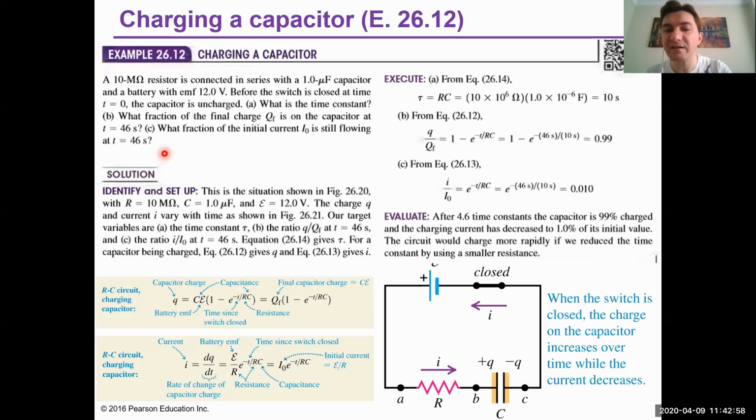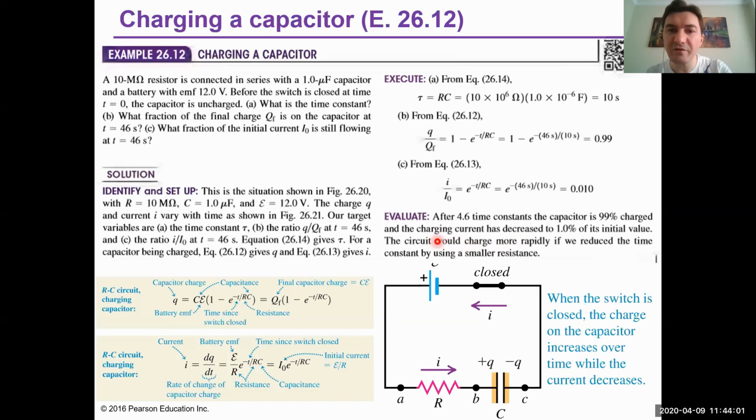So what is the current at that time? You can think like this. At the beginning, the charge is 0. Whenever you close the circuit, the initial current will start to charge the capacitor, okay? So this is the initial current. What fraction of the initial current is still flowing? Then take this initial current here. I over I0 will be equal to that expression. Then we know this RC and the time is given, okay? Then we know the fraction of the initial current when the time is 46 seconds.